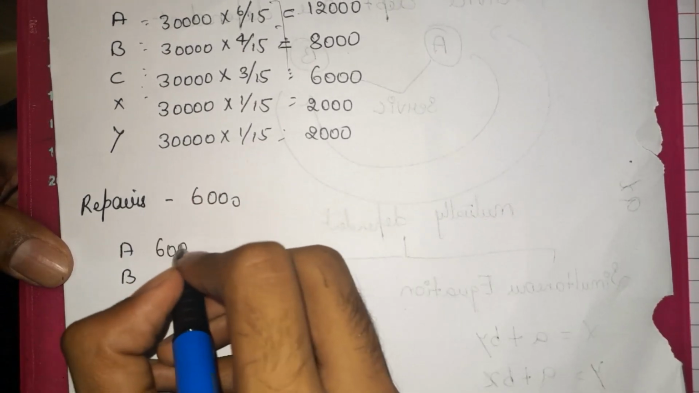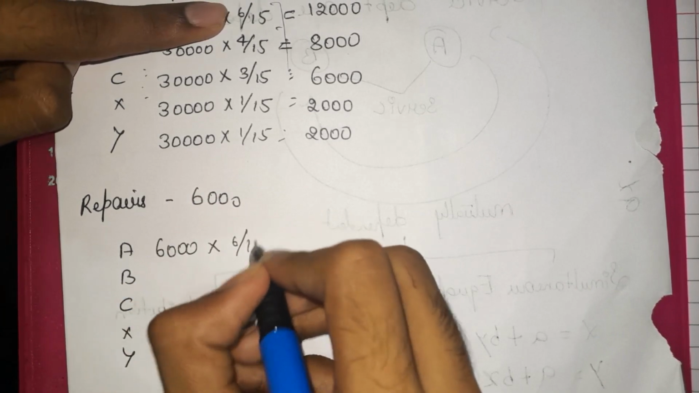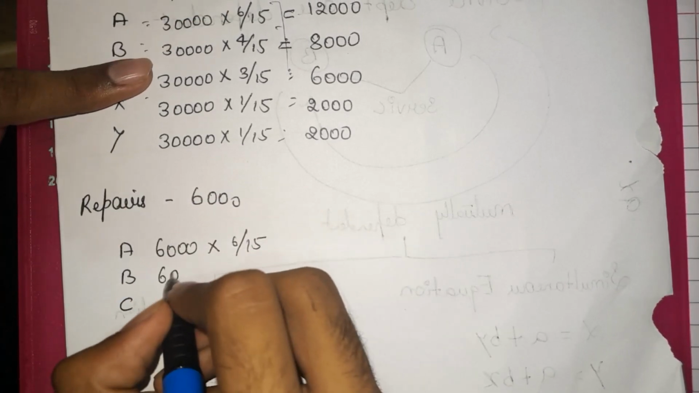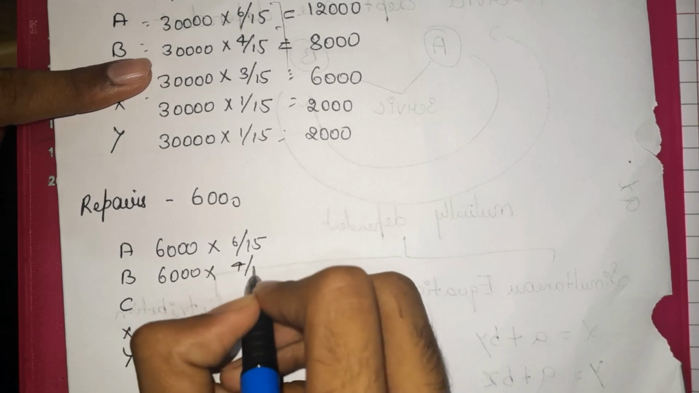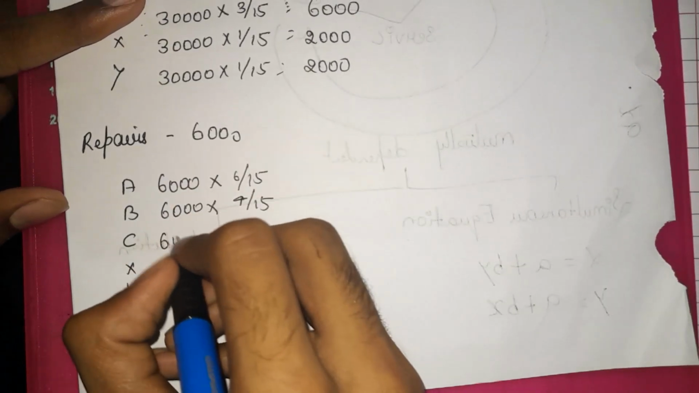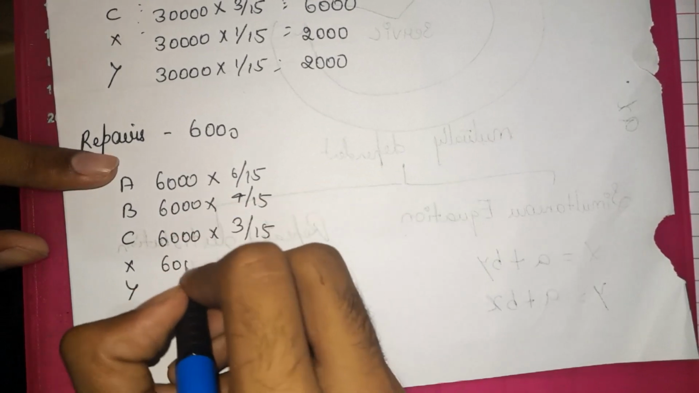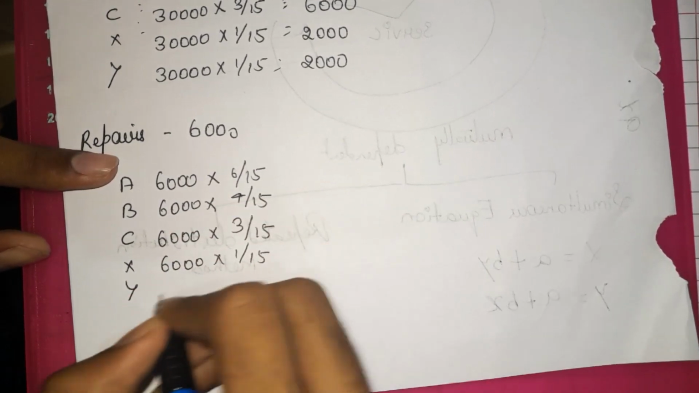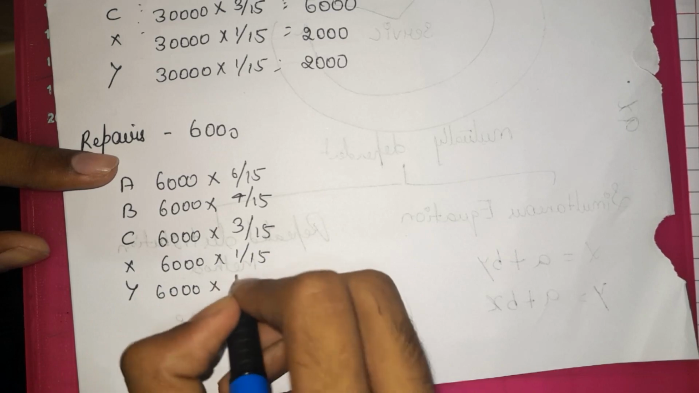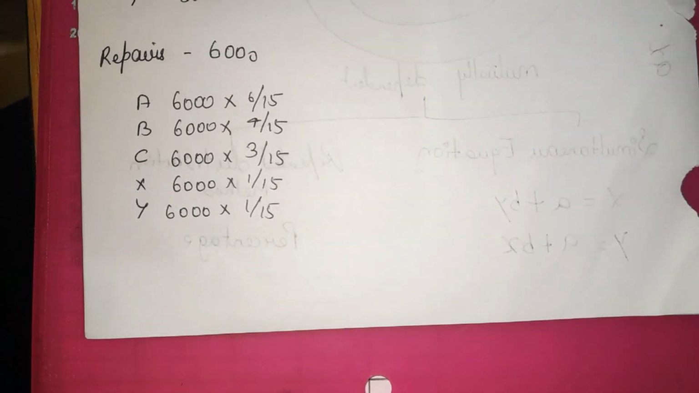So A will be 6,000 into 6 by 15. B will be 6,000 into 4 by 15. C will be 6,000 into 3 by 15. X will be 6,000 into 1 by 15. And Y will be 6,000 into 1 by 15. The same ratio we can use.